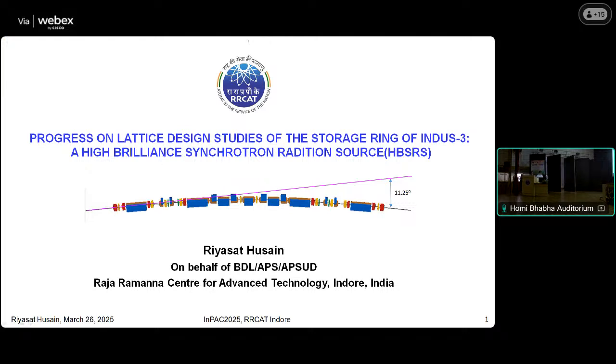So, thank you to the organizers of InPAC for giving this opportunity to talk about the progress on the lattice design studies of the storage ring of INDUS-3, which is a proposed high brilliance synchrotron radiation source in India.